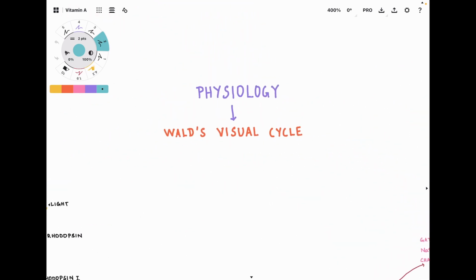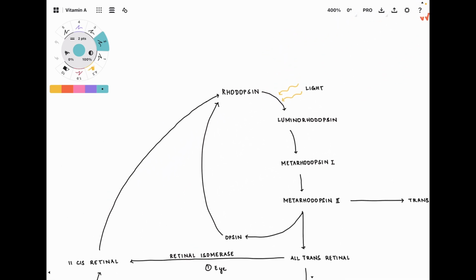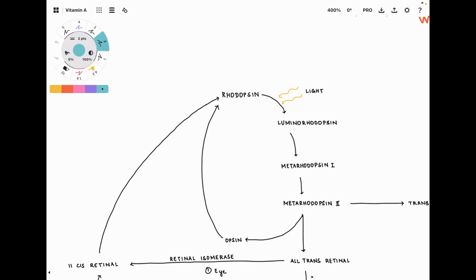The first subject is physiology. In physiology, we have Wald's visual cycle. In our retina, we have a photoreceptor layer which contains two types of cells. One is rods and the other one is cones. In the rods, we have a pigment called rhodopsin.